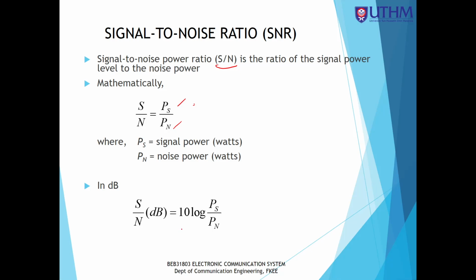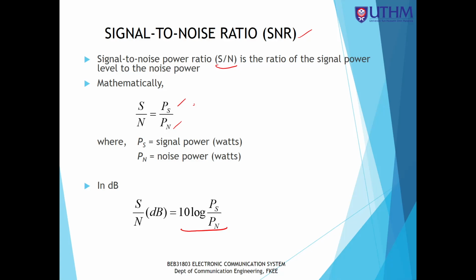So 10 log power ratio, in terms of decibel. SNR is one of the performance parameters to check the quality of the transmitted signal. We want to know how much is the power of the transmitted signal over the noise power. Ideally, we want SNR to be as maximum as possible.